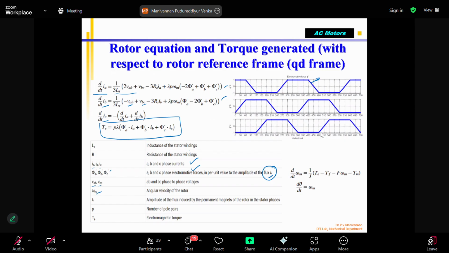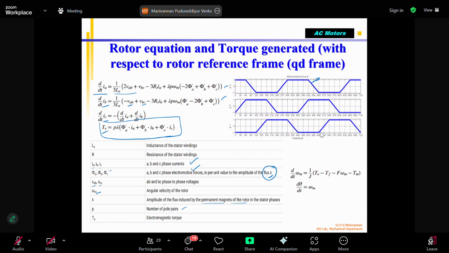Then omega m is the angular velocity of the rotor, or shaft angle, or motor speed. And lambda is the amplitude of magnetic flux generated by the permanent magnet of the rotor in the stator field. P is the pole pair. T is the electromagnetic torque. So you can see that if the trapezoidal voltage is applied and the back EMF is also trapezoidal, because the coils are concentrated winding, then the torque equation slightly varies. Note down this torque equation.